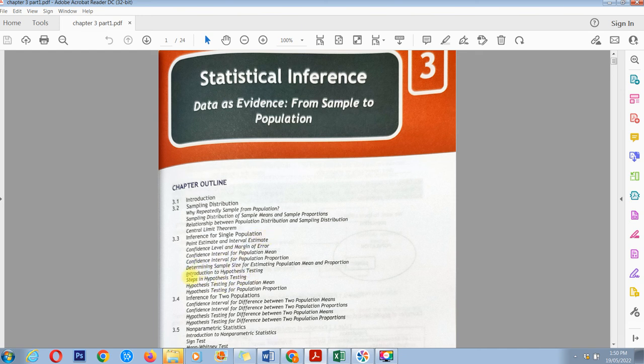And then here is the main step in hypothesis testing for population mean, and hypothesis testing for population proportion. So we have two different ones there.